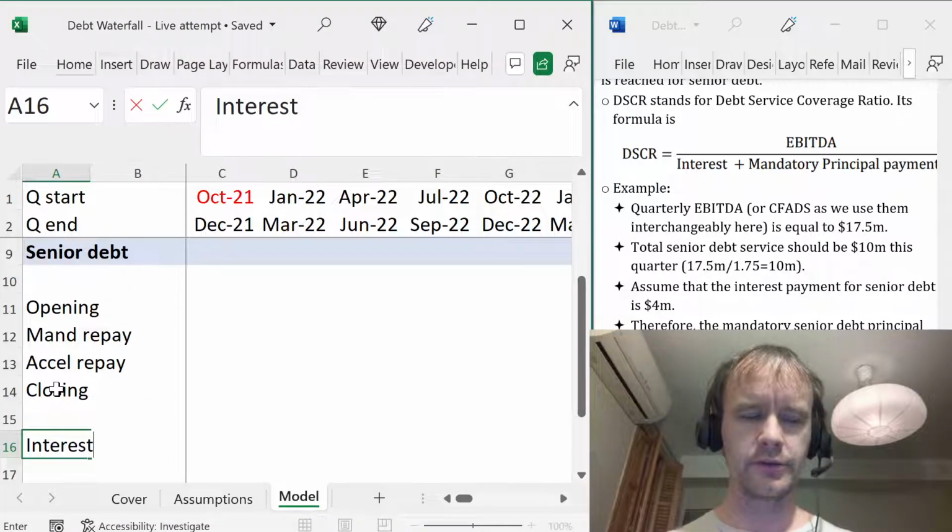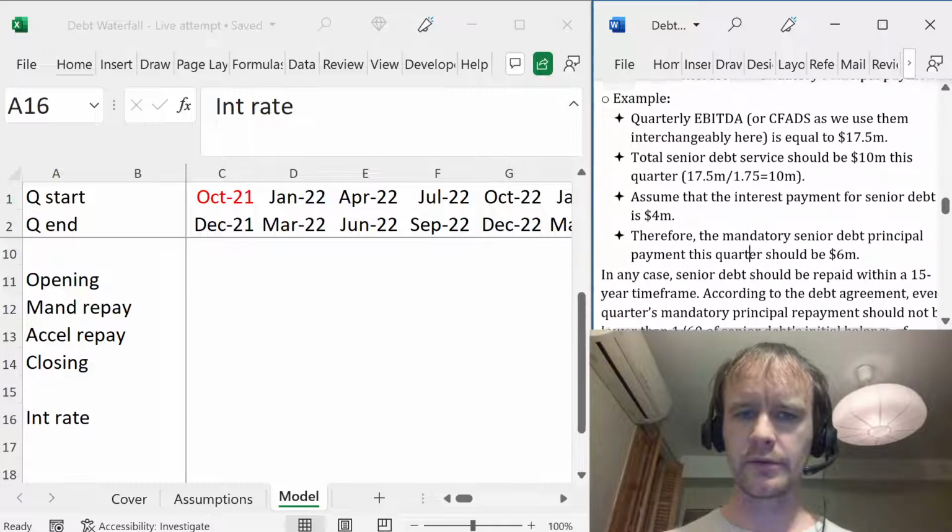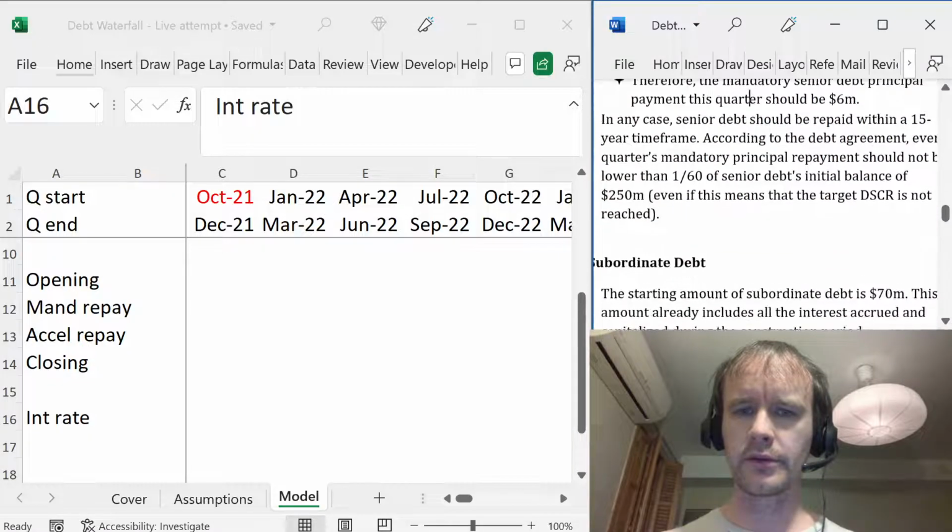Then we calculate the interest. Well, let's do the interest rate first, because we figured out NIBOR, but we still have to figure out the exact spread, which I think it mentions further up here. Let's check.